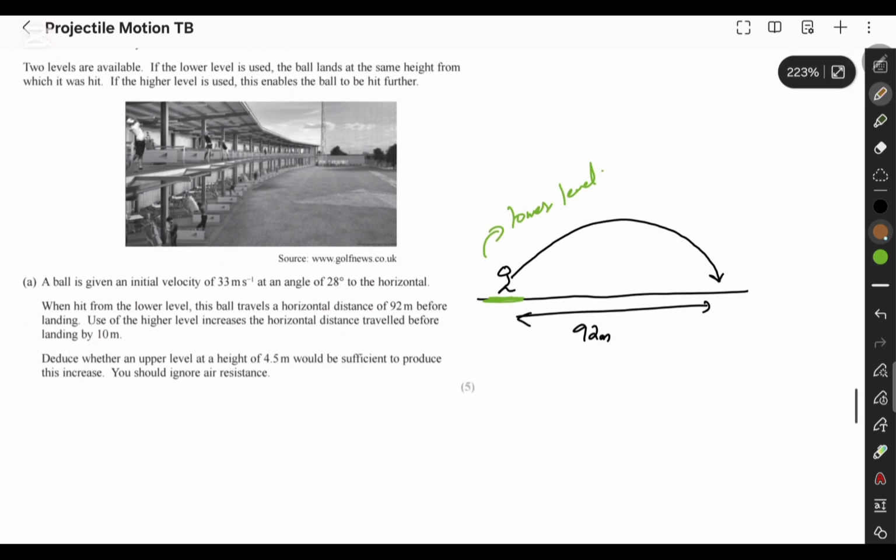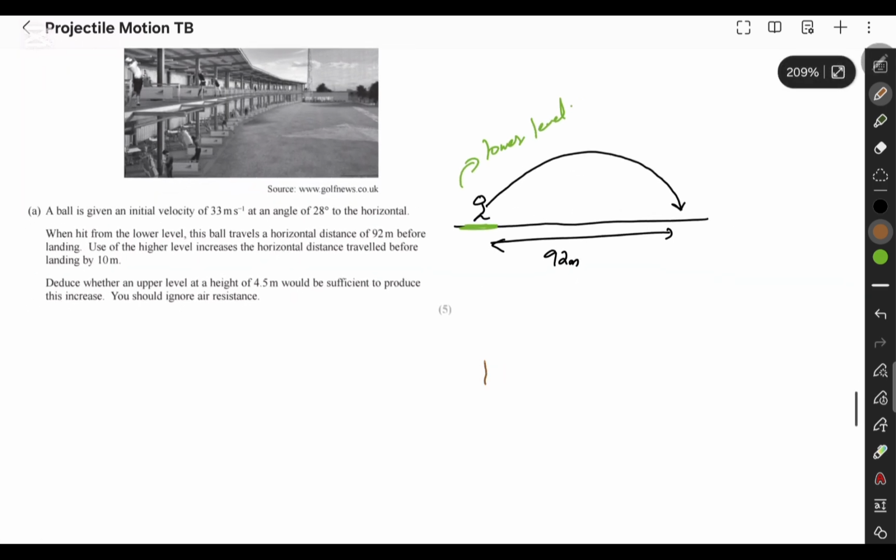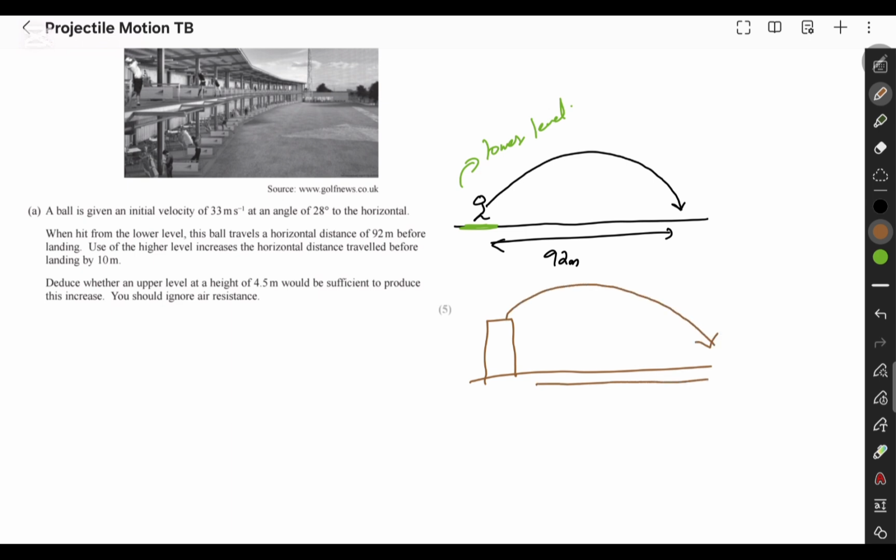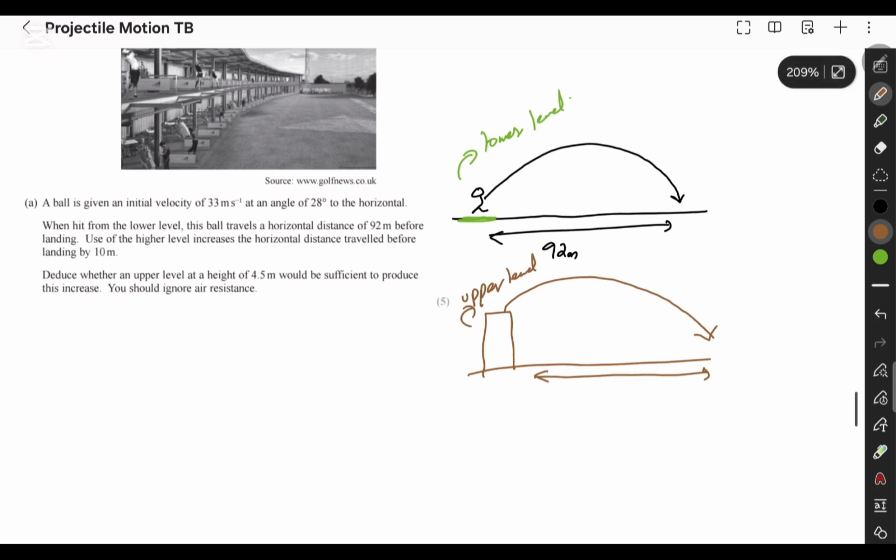Okay. Now, if you want to throw it a bit further, you want the ball to go more than 92 meters, so you're going to go on a higher level, and the ball is launched. Now, maybe it can go 100 meters, 120 meters. But the distance has to be more than 92 meters because you're launching it from the higher level, the upper level. So that's kind of what the question is saying.